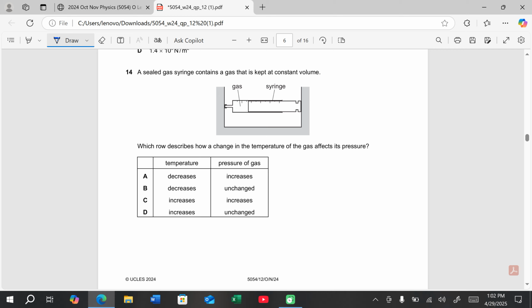In question number 14, it says a sealed gas syringe contains a gas that is kept at a constant volume. So the volume is constant, and the temperature and the pressure are directly proportional to each other. Which rows describe how the change in temperature of the gas affects its pressure? This is the pressure law, which says the pressure is directly proportional to temperature. So if temperature is increasing, the pressure has to increase. If temperature is decreasing, the pressure has to decrease, right? Since the volume is kept constant, it is going to increase. There is no decrease in this, so we cannot select that.